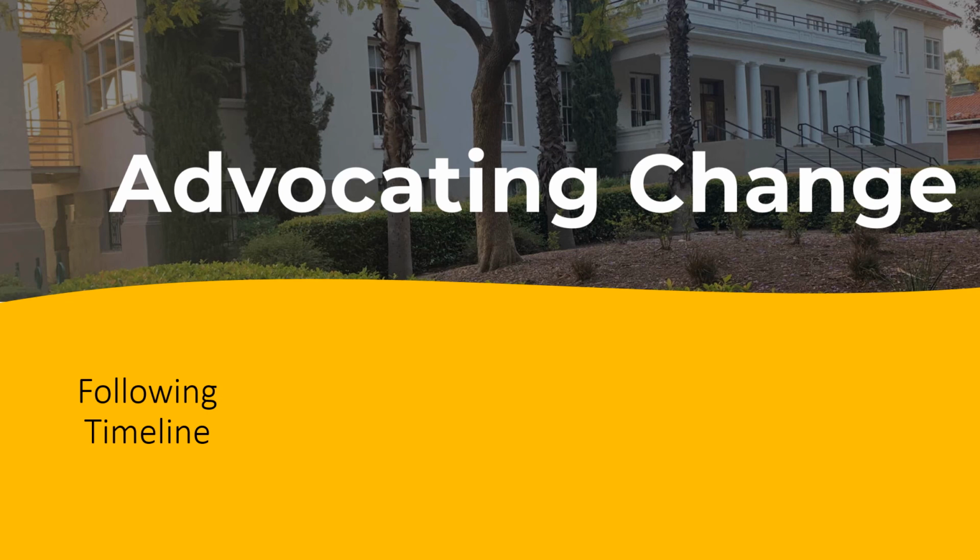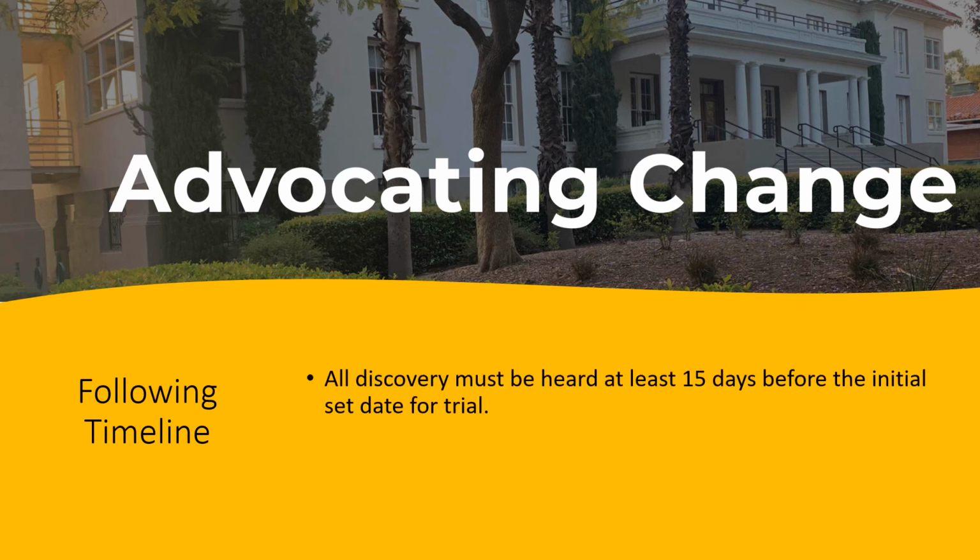Following timeline. All discovery must be heard at least 15 days before the initial set date for trial. It is important to be attentive with deadlines such as this when deciding how to send a motion to compel.